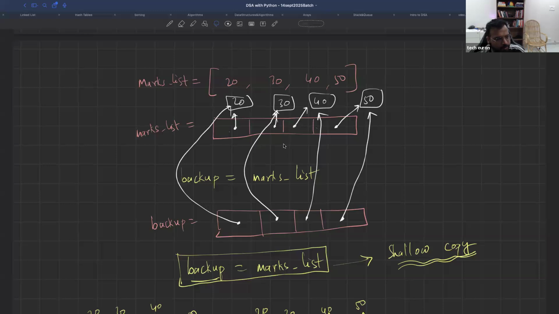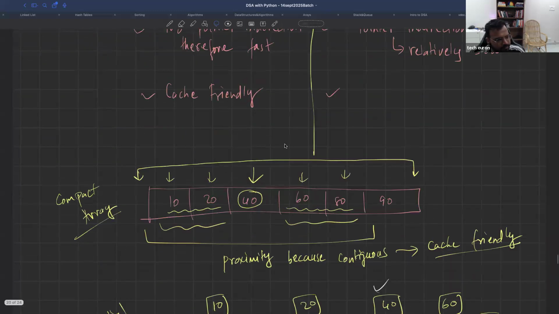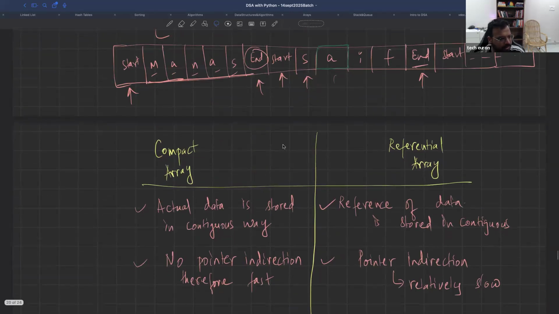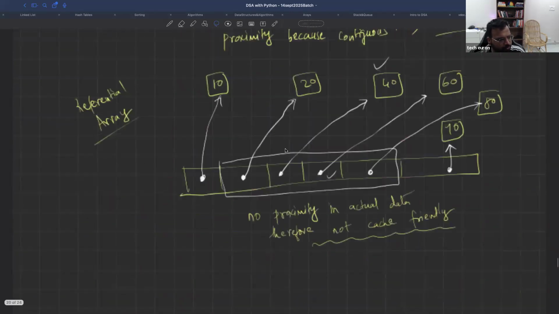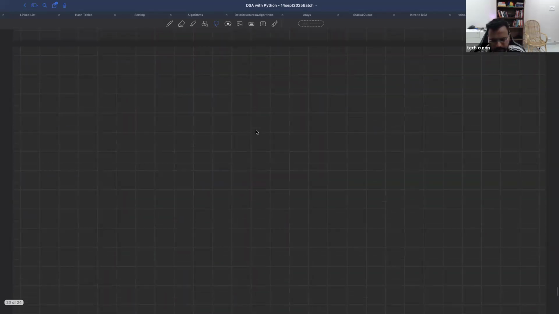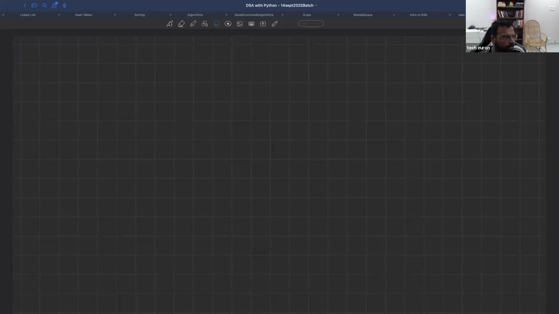Okay, we'll stop here. We have discussed arrays, okay, and most of the concept around arrays we have discussed: dynamic array, referential array, compact array. Everything we have discussed. Tomorrow what we will do next class, we'll cover this part. I will clarify this, and then we'll start with problem solving patterns on arrays. Okay.